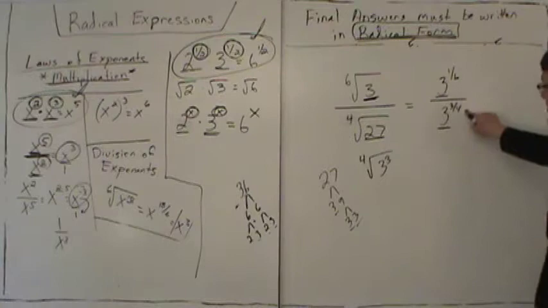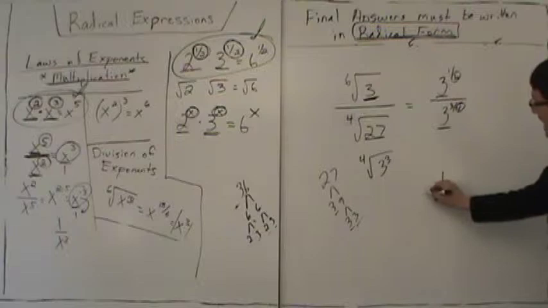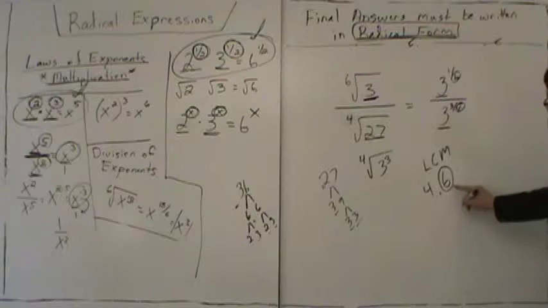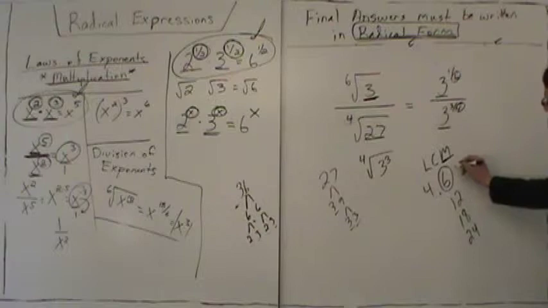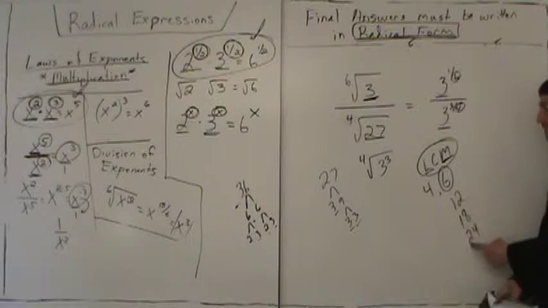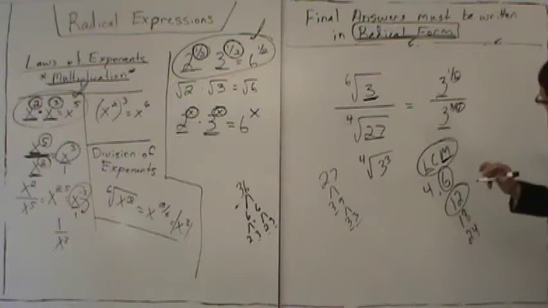Now, we need a common denominator, 6 and 4. And to find a common denominator, we need to find the least common multiple. Reminder, we start with our larger number, 6, 12, 18, 24. We write its multiples, and we find the smallest of these that both 4 and 6 go into. What's the smallest number that both 4 and 6 go into? Hopefully you say 12. Okay, so we're going to make our denominators equal to 12.